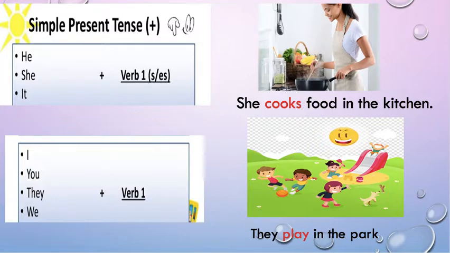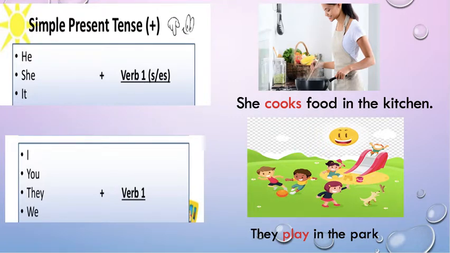Okay, next example, they play in the park. So here they is there. Whenever there is they as a subject in a simple present tense sentence, then we don't have to add anything to the base form of the verb. We have to write it as it is. What is the verb here? Play, and it is the base form of the verb. We are not adding anything to the verb, isn't it? So here play is the base form of the verb and we are not adding anything because they is coming as a subject in the simple present tense sentence.